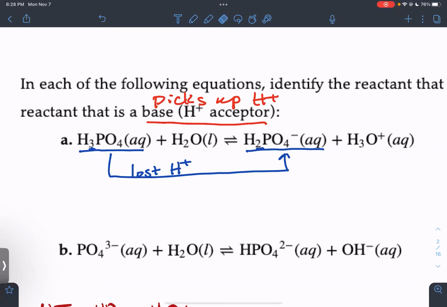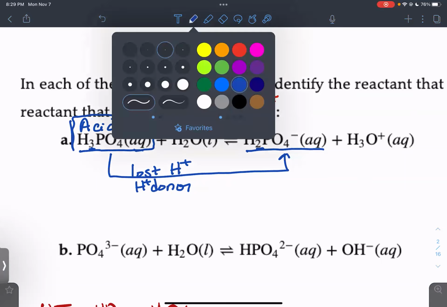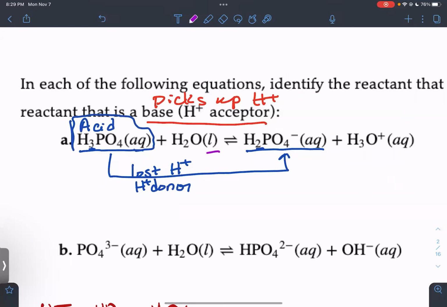So this is my hydrogen donor, H+ donor, right? So if that's my H+ donor, which one is my acid? This is my acid right here. So whichever one is actually giving up the hydrogen ion becomes the donor. Okay, so then let's try another one.